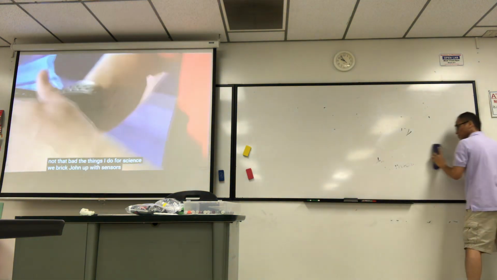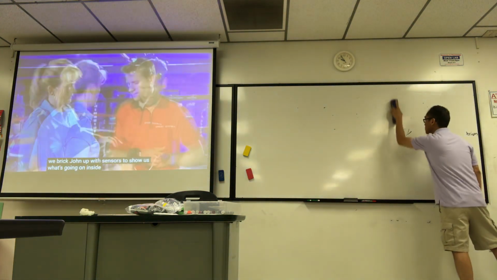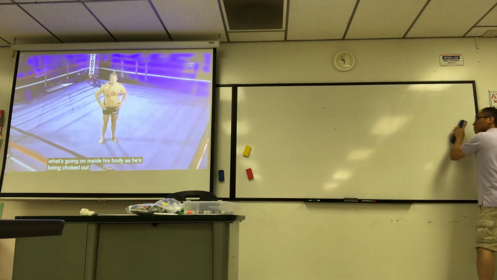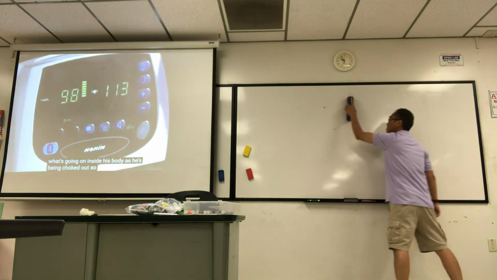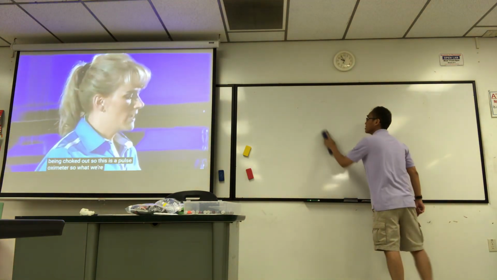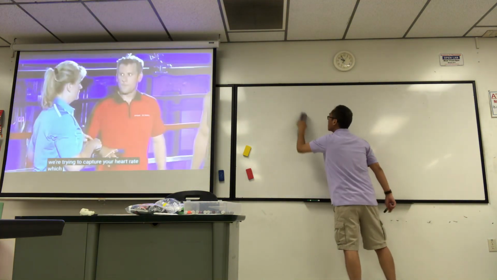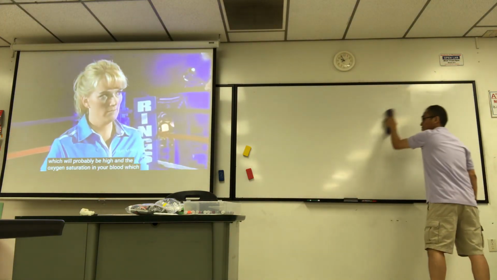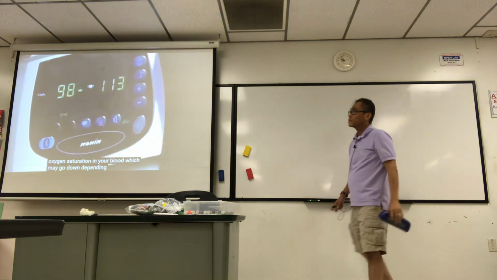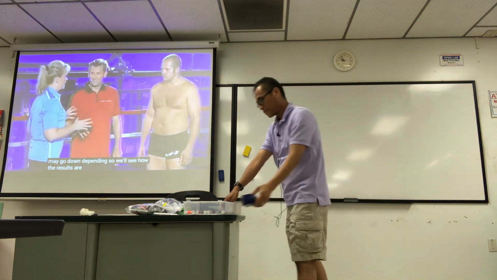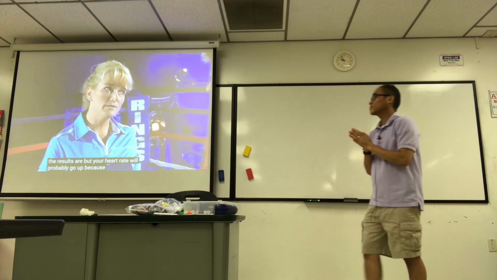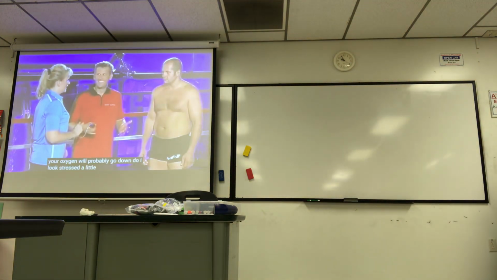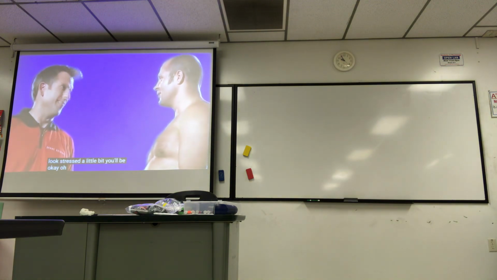We've rigged John up with sensors to show us what's going on inside his body as he's being choked out. So this is a pulse oximeter. What we're trying to do is capture your heart rate, which will probably be high, and the oxygen saturation in your blood, which may go down, depending. So we'll see how the results are, but your heart rate will probably go up because you're stressed, and your oxygen will probably go down. Do I look stressed? A little bit. You'll be okay. Don't worry.